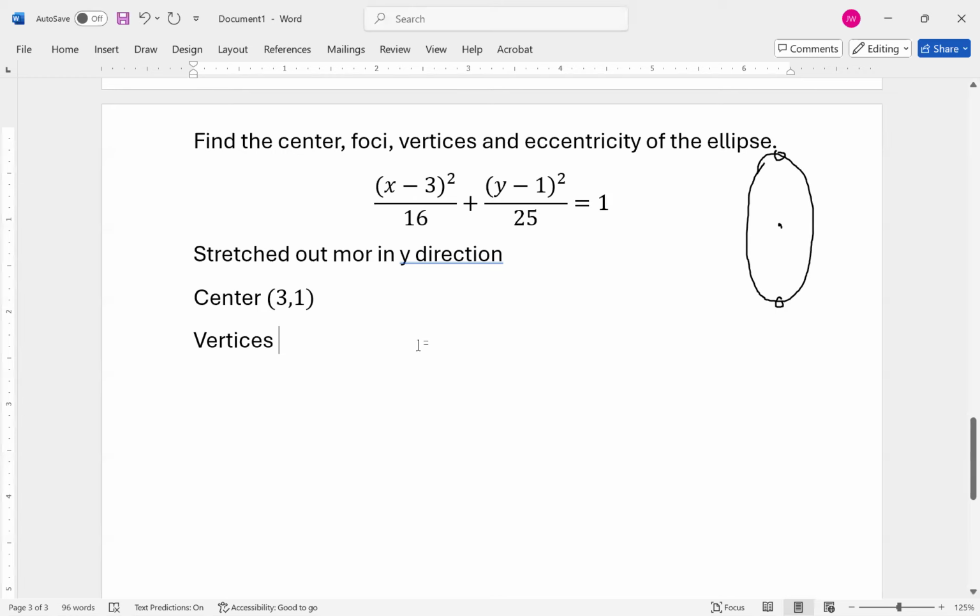So what I'm going to do is start at the center. For one vertex, I'm going to move up 5 units. So I'm going to take 1 plus 5. That's going to be a 6. For my other vertex, I'm going to move down 5 units. So I do (3, 1 minus 5). And so my other vertex is (3, negative 4). That's the one on the bottom. (3, 6) is the one on top.